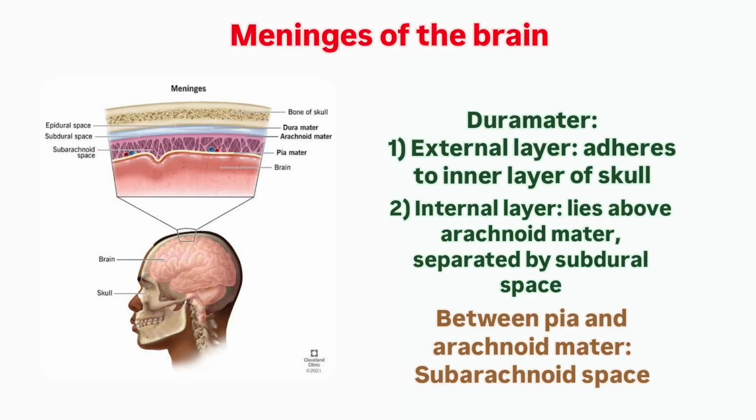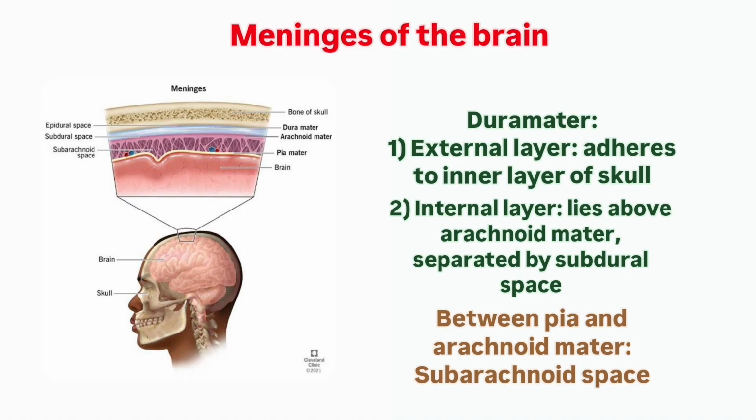Now, let us have a quick recap of the meninges of the brain. As we all know, the meninges is the protective outer covering of the brain. It consists of three important layers. The outer one is the dura mater, then arachnoid mater, and then pia mater.